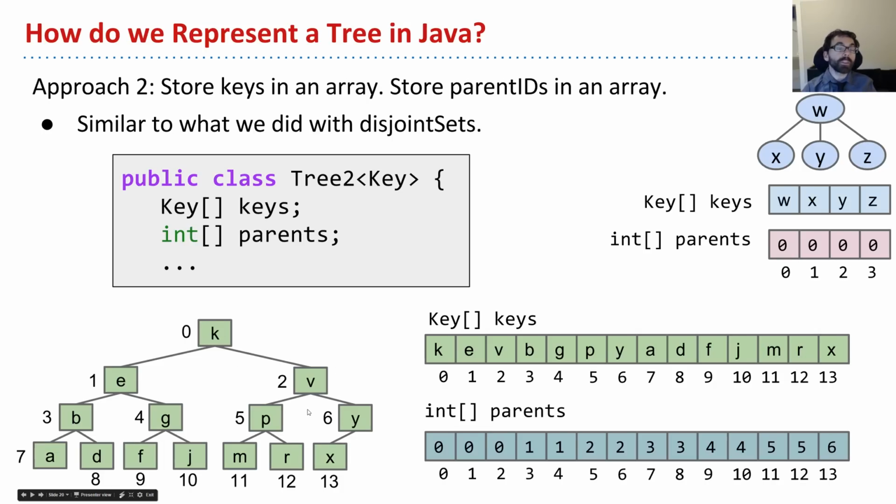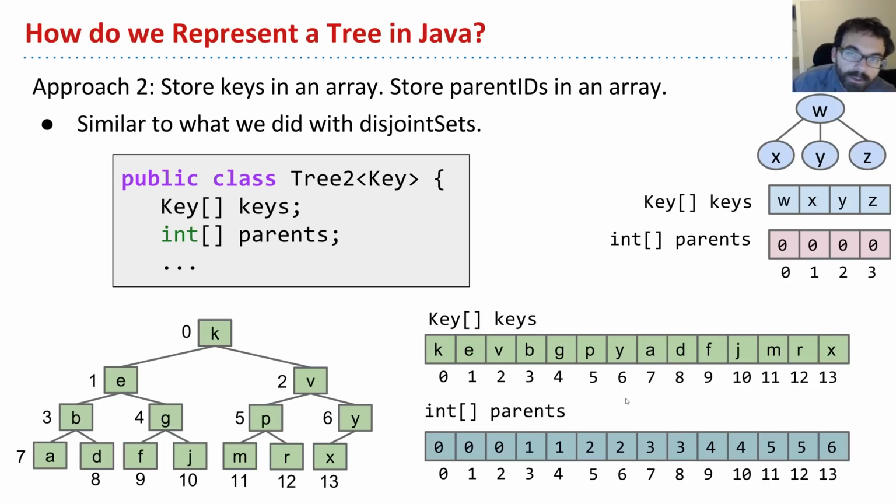Now, this is not the only way. I mean, we could scramble these in some order and change all the parents to match. But if we store the keys in the order shown and the tree is complete, it turns out that we'll always have this property that the parents array is extremely boring. It will always go 0, 0, 1, 1, 2, 2, 3, 3, 4, 4, 5, 5, 6.